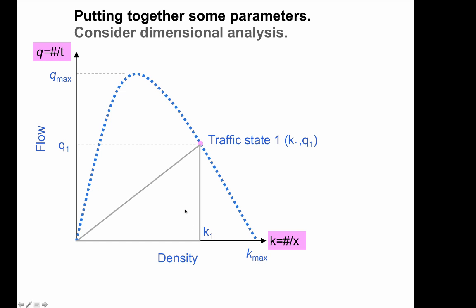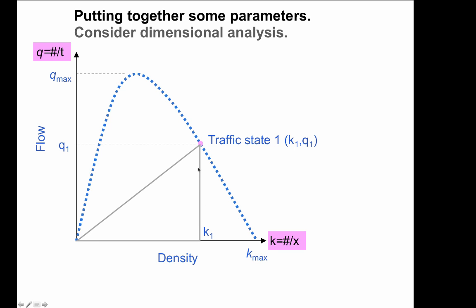So traffic is more dense, and the flow is somewhere in the middle between 0 and the maximum. And so that is known as a traffic state. You can connect the traffic state. See, I've drawn a triangle here. You can connect the origin of the graph to the traffic state, which forms the hypotenuse of this triangle.